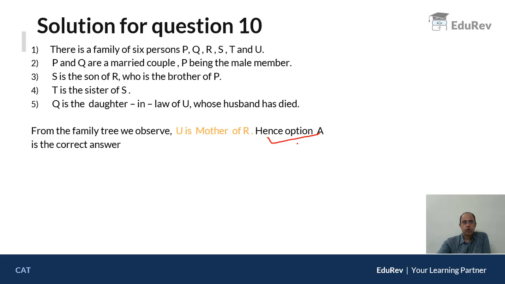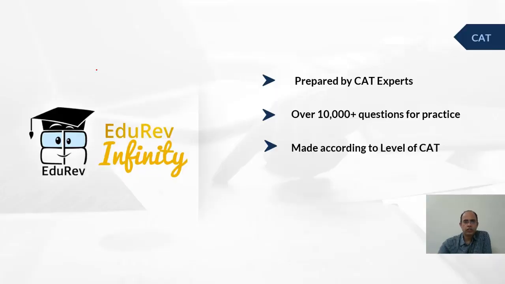Fine, guys. Hope you all understood the making of family tree. Now you can solve any question on family tree. You go to the Edurave Infinity site and start practicing. Start giving tests as well because you'll get national ranking for those tests. And these questions are prepared by CAT experts who give CAT every year and they get more than 99 percentile. And these questions are difficulty wise up to the level of CAT.